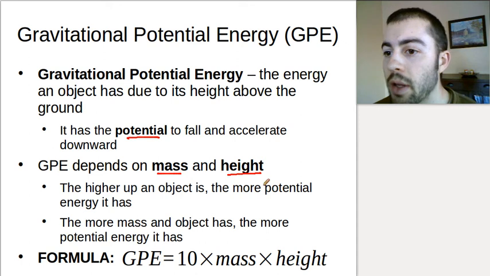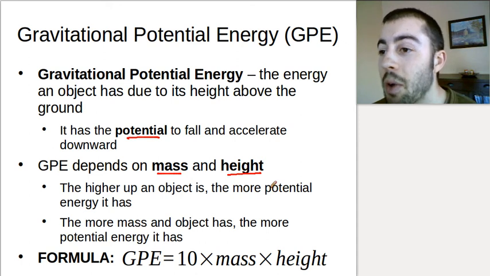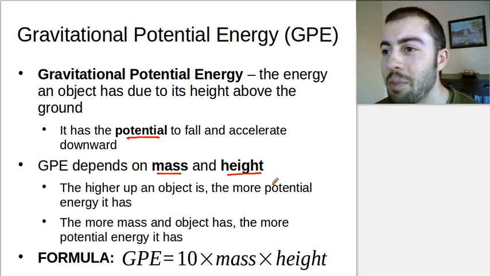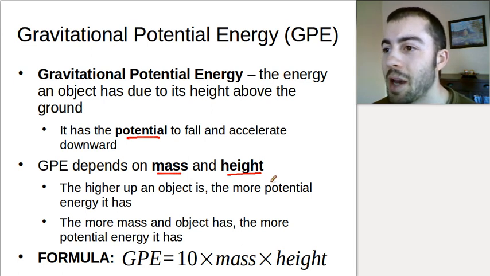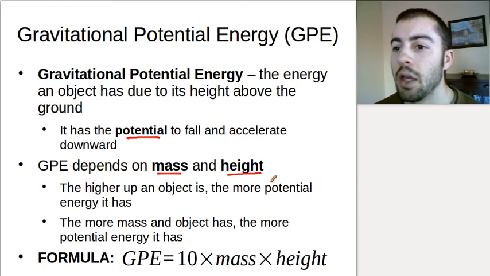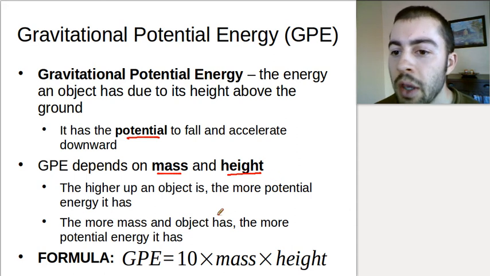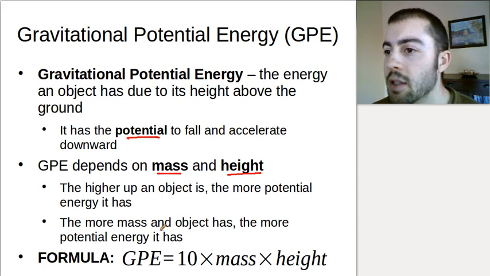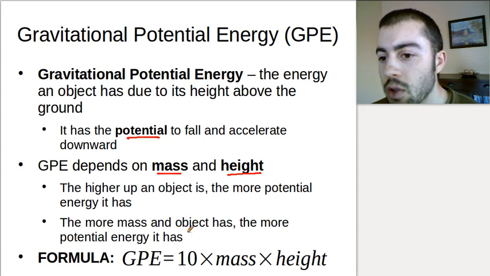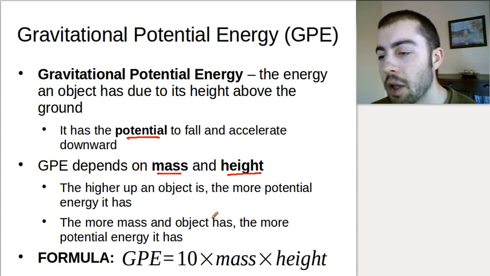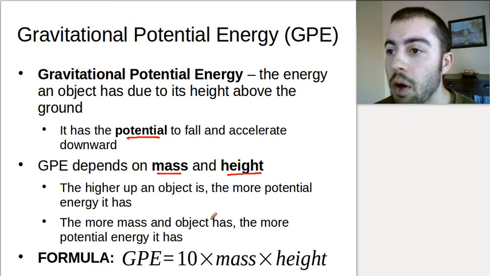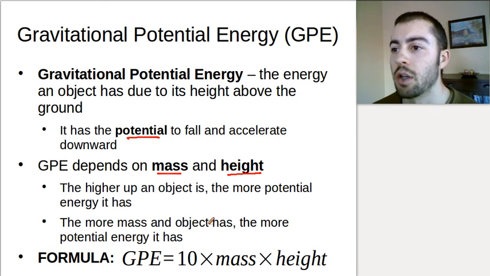So the higher up an object is, the more potential energy it has. If we take a football that's sitting on top of the Empire State Building, it's going to have a lot more potential energy than a football that's sitting on top of your house. So the higher the height, the higher the potential energy is. And also, the more mass an object has, the more potential energy it has. So if on the roof of your house you take a golf ball and a bowling ball, the bowling ball will have more potential energy than the golf ball, even though they're at the same height, because the bowling ball has a greater mass.